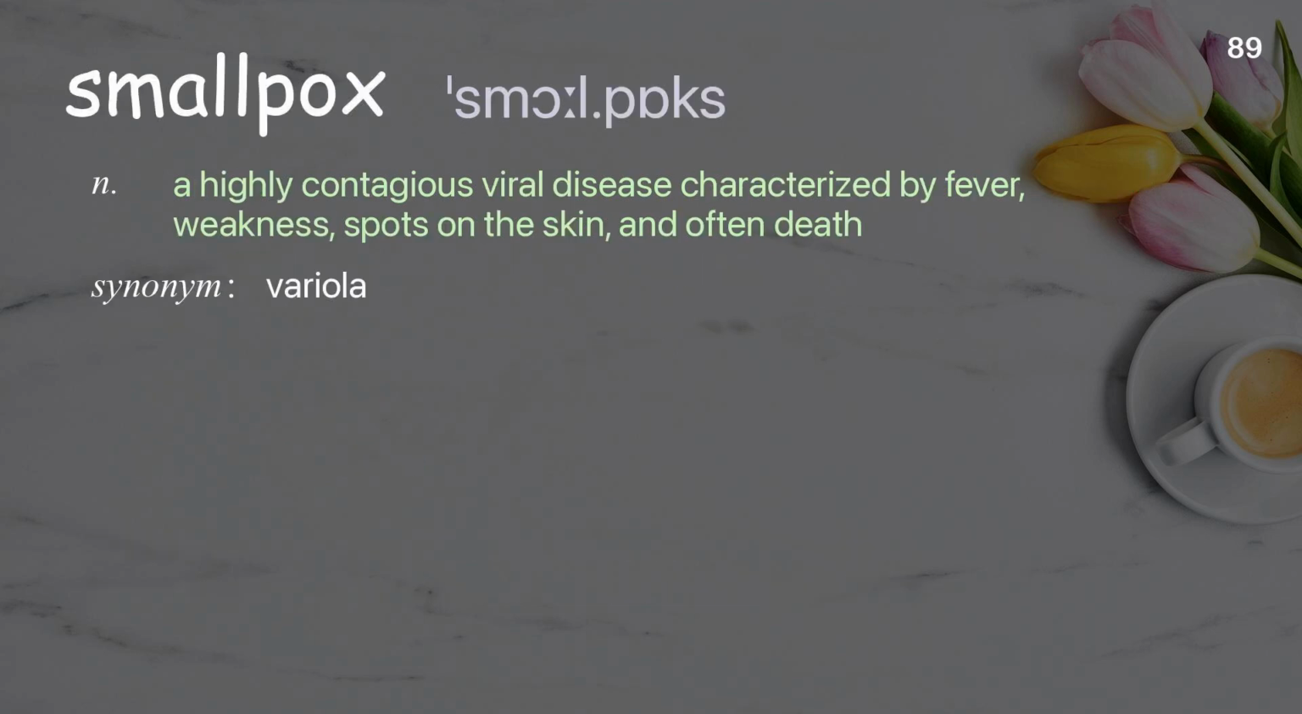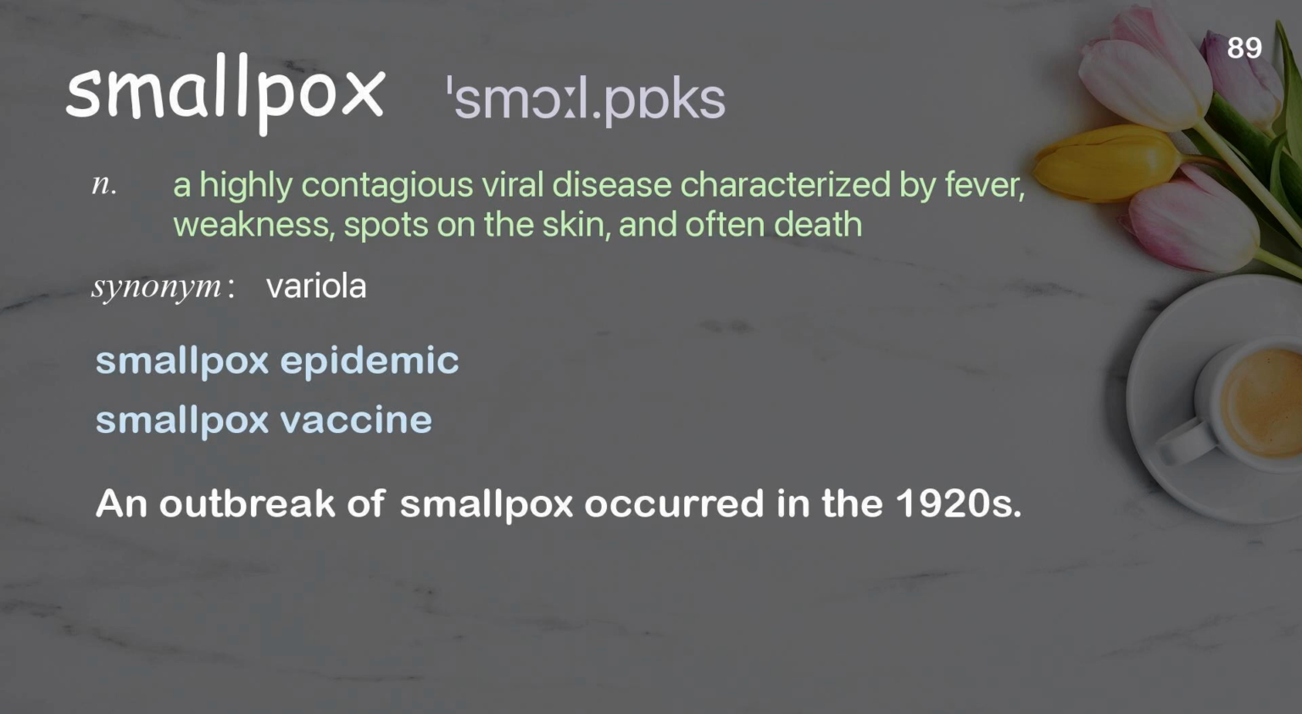Smallpox. A highly contagious viral disease characterized by fever, weakness, spots on the skin, and often death. Examples: Smallpox epidemic, smallpox vaccine. An outbreak of smallpox occurred in the 1920s.